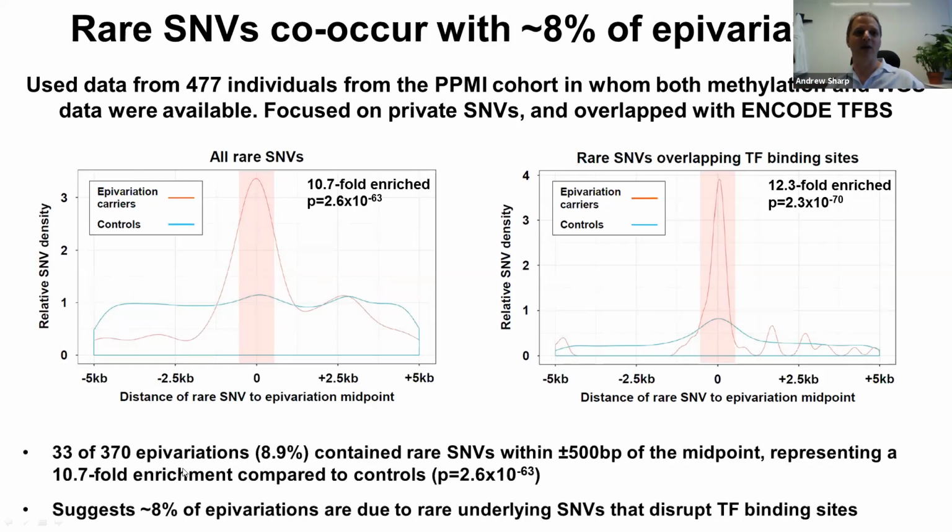Just to give you the underlying numbers, out of the 370 epivariations we could test, 33 of those had a rare SNP at them, which was about a 10-fold enrichment versus background. So we estimate around 8% of epivariations are due to these rare underlying SNPs, many of which are disrupting known transcription factor binding sites.